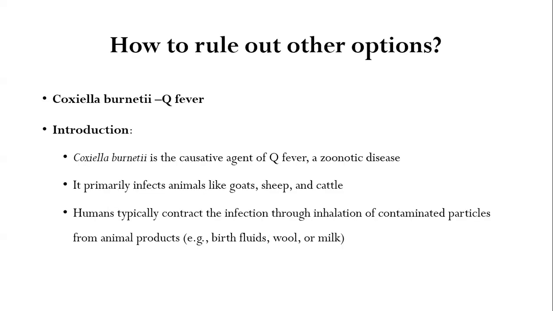Now, what about the other options which were mentioned in the question? Why is it not Coxiella burnetii? So, Coxiella burnetii is the causative agent of Q fever. Q fever is a zoonotic disease. Q fever primarily affects animals like goats, sheep, and cattle, and humans typically contract the infection through inhalation of contaminated particles from animal products like birth fluids, wool, or milk.